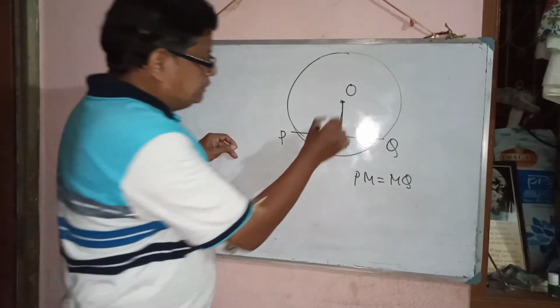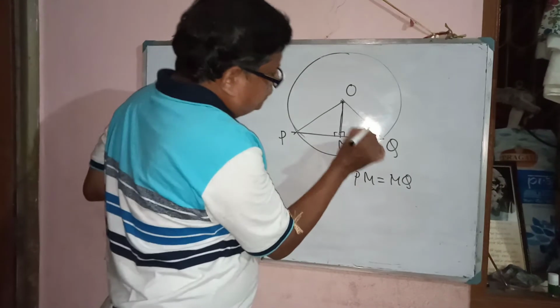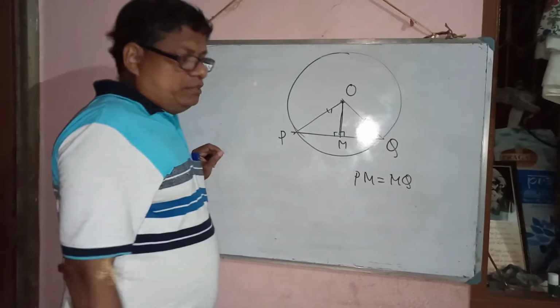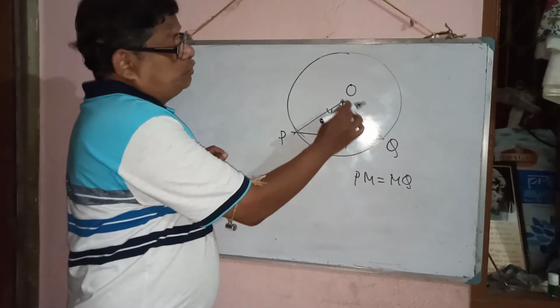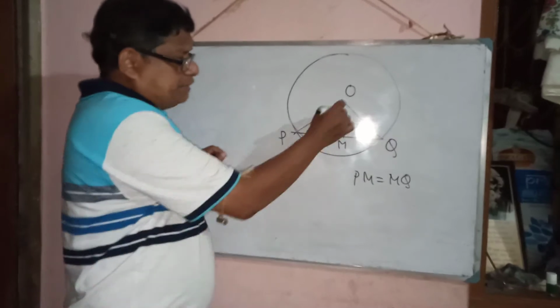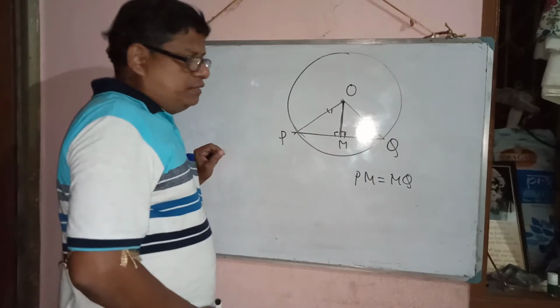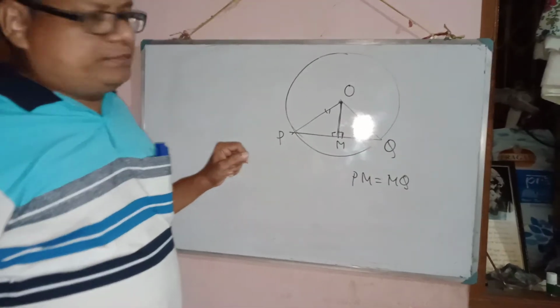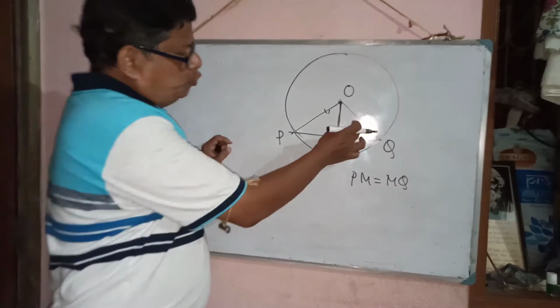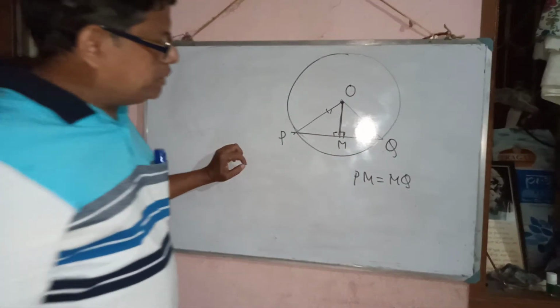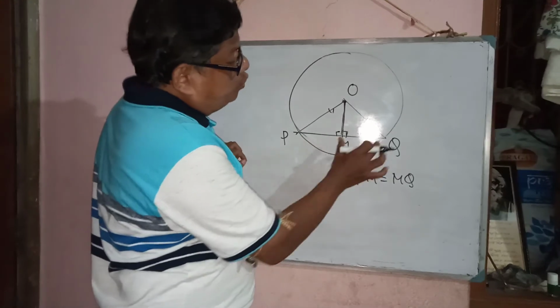Just join. Both are radius, so they are equal. This is perpendicular, so the triangle is a right angle, and the common side is there. So these are right angle triangles, so the two triangles are congruent. Then we can say PM equals MQ.